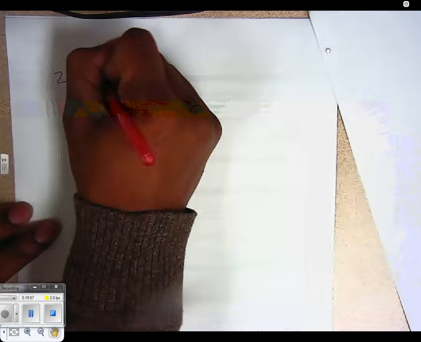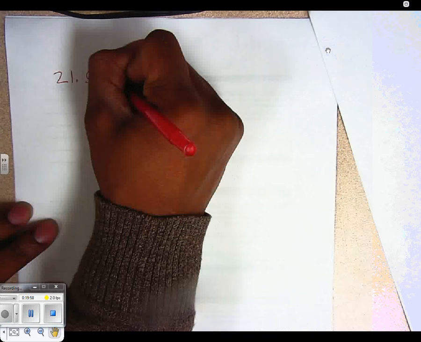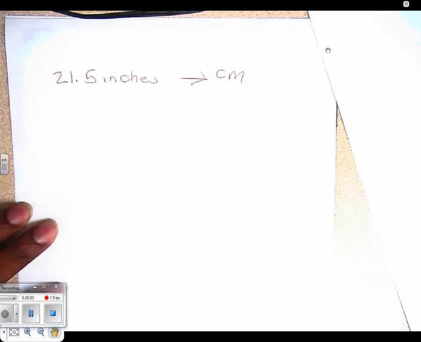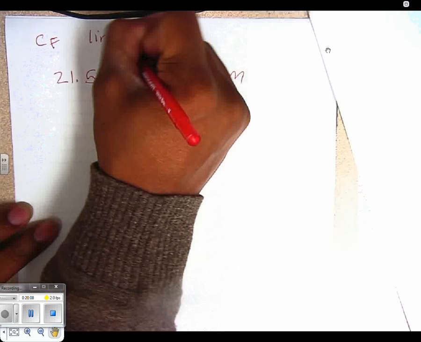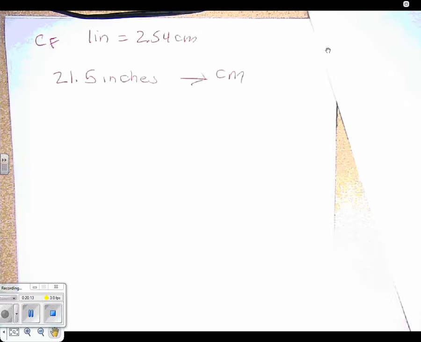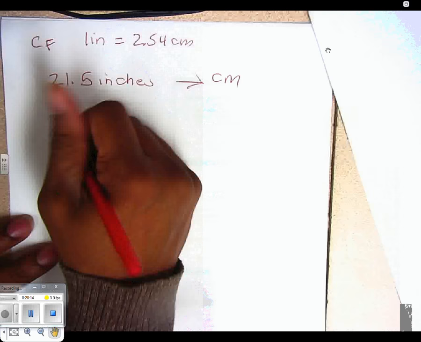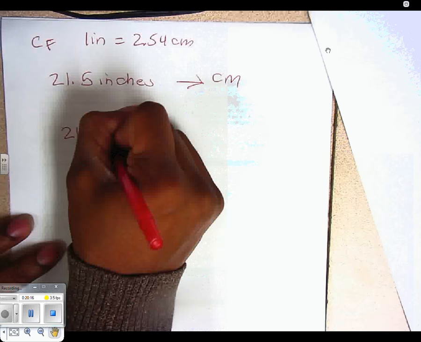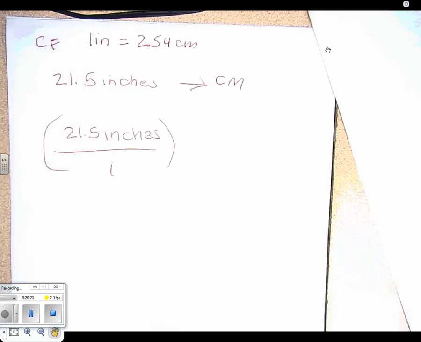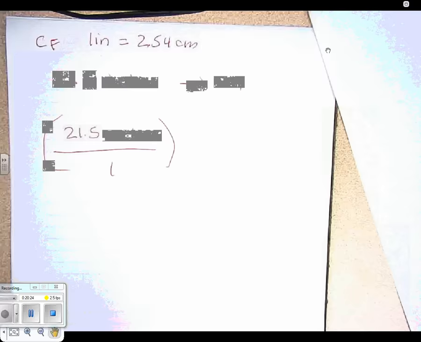So to solve it, I need to know that I have 21.5 inches, and I'm going to centimeters, and I need to know my conversion factor, which is 1 inch is equal to 2.54 centimeters. Now, because I know that, I can take 21.5 inches and write it out like this over 1. Identity function. Anything over 1 is equal to that number.